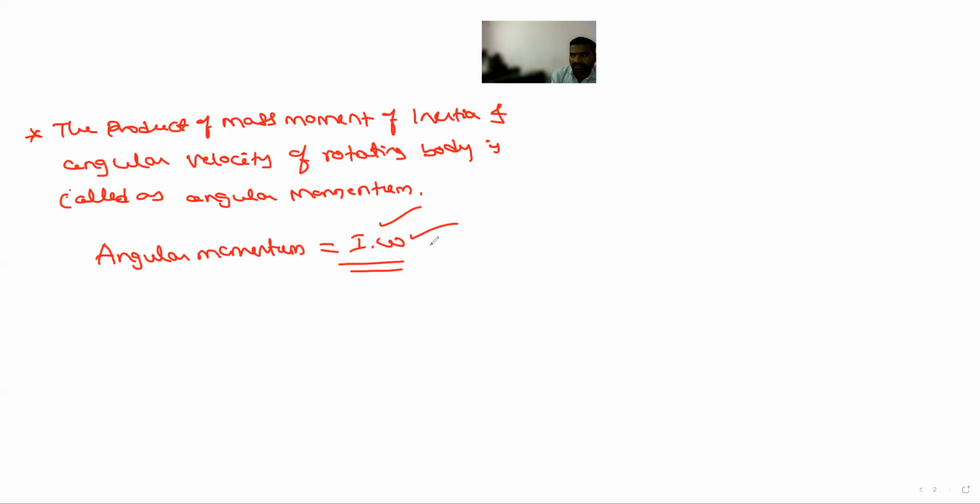Then what is kinetic energy? Half mv square in terms of linear motion; in terms of angular motion, half I omega square. Have you written? Kinetic energy is equal to half I omega square. There is a derivation for that also, but derivation is not necessary now. I will not take the derivation.